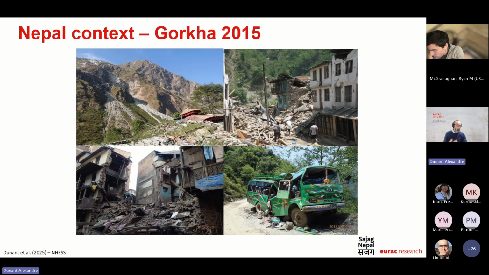So what we thought was, okay, we have this theoretical framework to use hypergraphs. One of the obvious candidates to test it on was the Gorkha earthquake in 2015, where 9,000 people died in Nepal. And so we decided to use it as some kind of validation test.